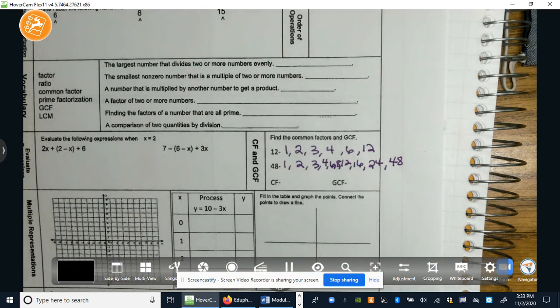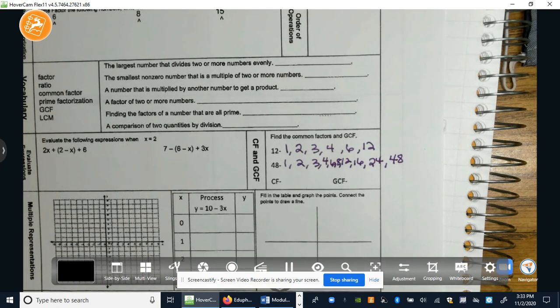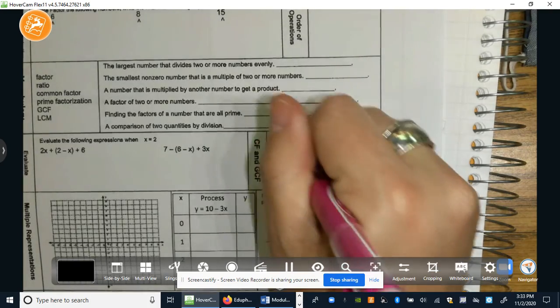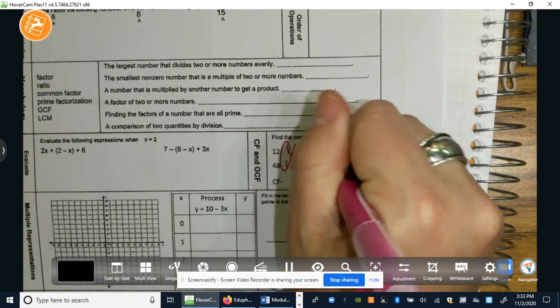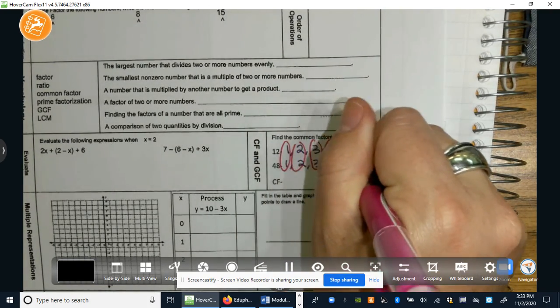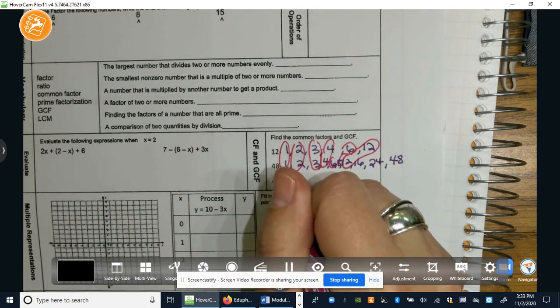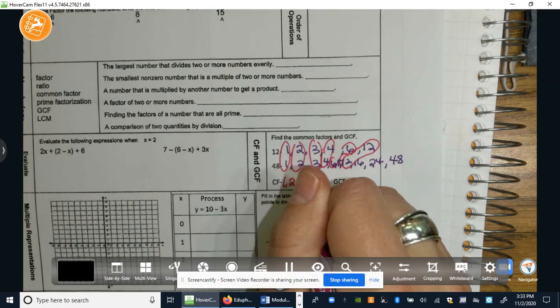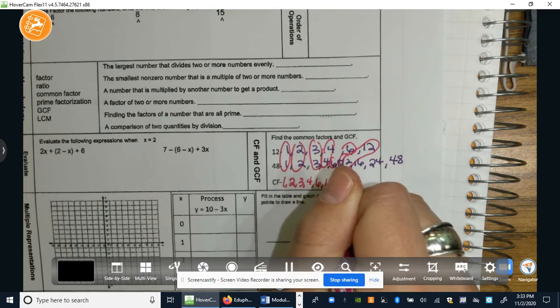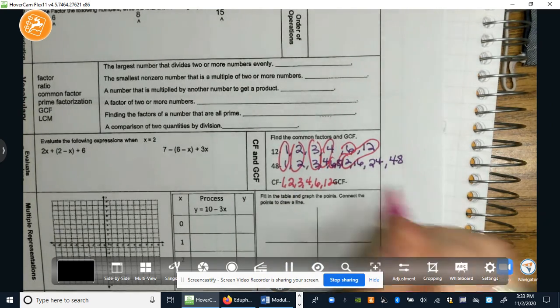So what do they all have in common? Well, if I look, they have 1, 2, 3, 4, 6, and 12. So the common factors are 1, 2, 3, 4, 6, and 12. And of those numbers, the greatest one is 12.